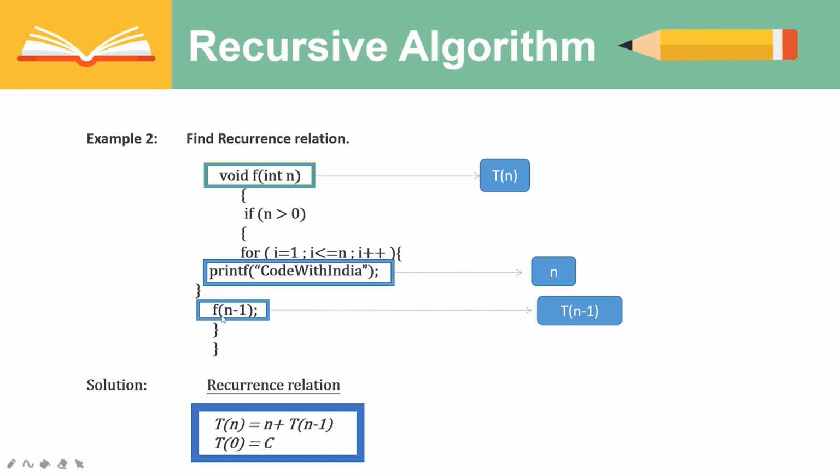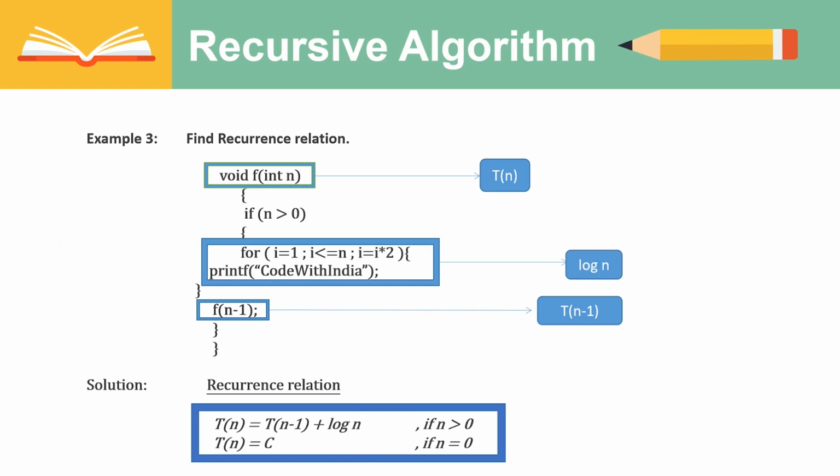f(n-1) means n will be decremented in the function f. If f(n) takes T(n) time, then f(n-1) will take T(n-1) time. Here "Code with India" will be printed n times. So now we can say T(n) = n + T(n-1).